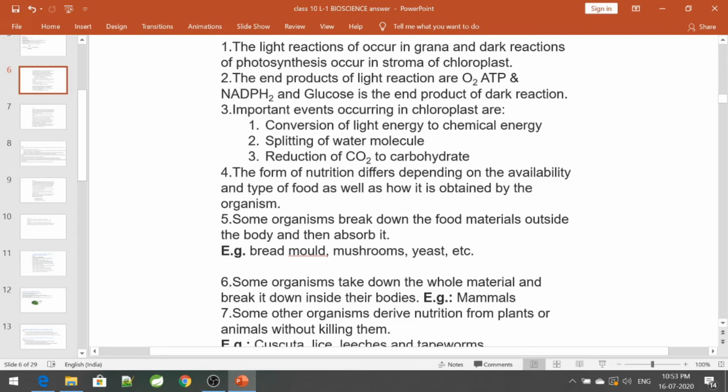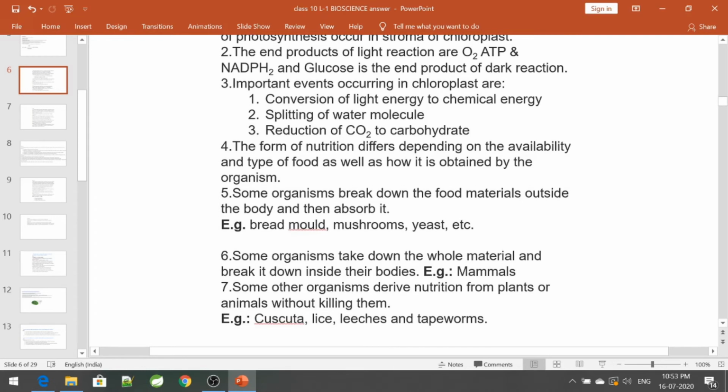The form of nutrition differs depending on the availability and type of food as well as how it is obtained by the organism. Some organisms break down the food material outside the body and then absorb it, like bread mold, mushrooms, yeast, etc. Some organisms take in the whole material and break it down inside their bodies, for example mammals like us. Some other organisms derive nutrition from plants or animals without killing them. They won't kill, but they utilize their food. What are the examples? Cuscuta plant, lice, leeches, and tapeworms.